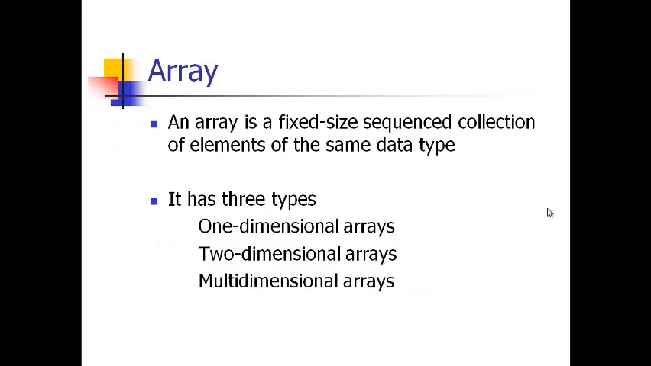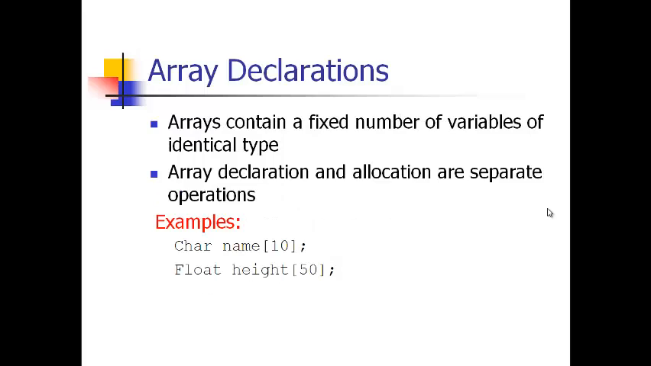Arrays. An array is a fixed size sequenced collection of elements of the same data type. It has three types: one-dimensional array, two-dimensional array and multi-dimensional arrays. Array declaration. An array contains a fixed number of variables of identical type. Array declaration and allocation are separate operations.